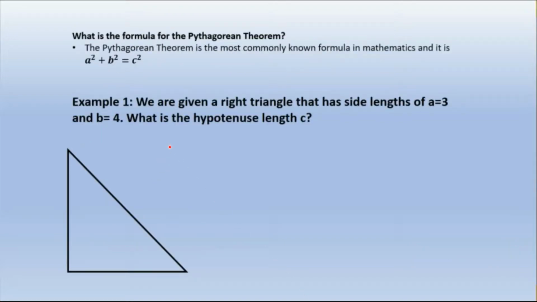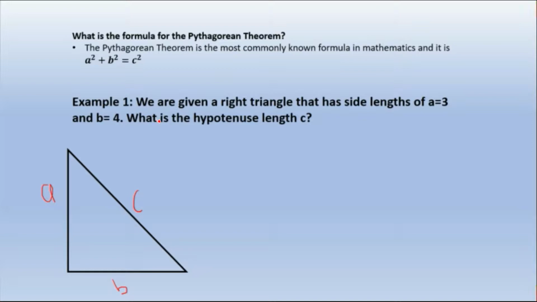So what is the formula for the Pythagorean Theorem? The Pythagorean Theorem is the most commonly known formula in mathematics, and it's a squared plus b squared equals c squared. Okay, so we have a here, and b here, and we have c here. Okay?